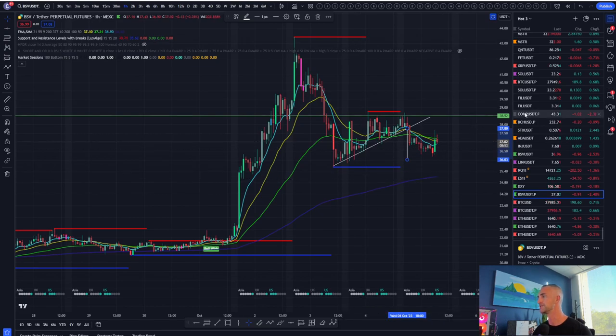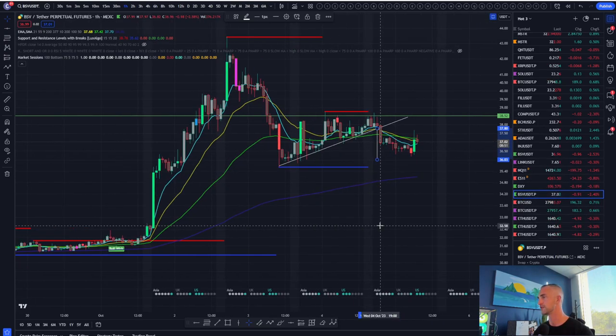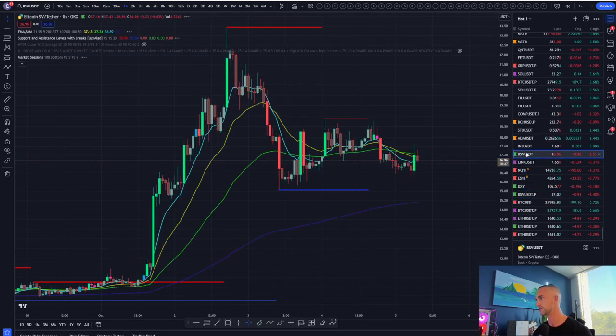So I'm going to get into, again, I spoke about this trade yesterday. I wish I still had it drawn out. Maybe I have it drawn out on this chart.